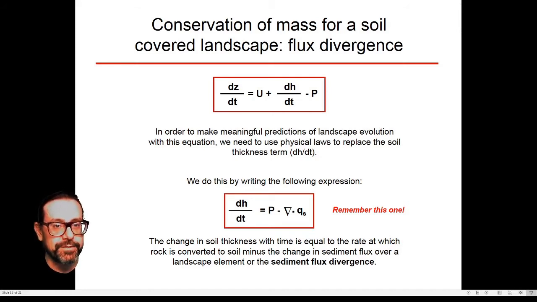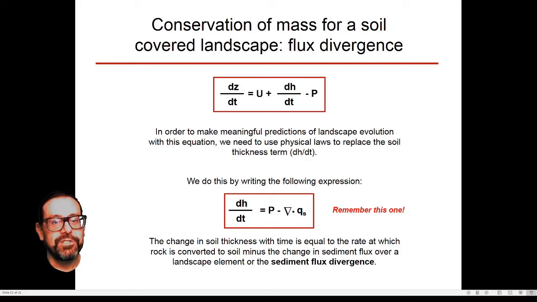But the problem is that parameterizing that change in soil thickness through time is really hard if you don't specify the processes that are responsible for doing that. And so what we do is we take that variable, the change in soil thickness with respect to time, and we rewrite it.